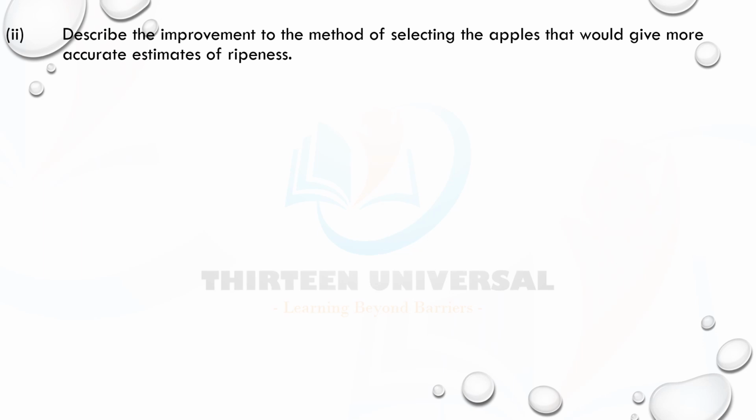Describe the improvement to the method of selecting the apples that would give a more accurate estimate of ripeness. Describe the improvement. How do you improve on selecting the apples that will give a more accurate estimate of ripeness? How do you know whether an apple is ripe? How do you know? Which factors are you going to use? Remember, at the beginning, pause this video and try it. Just pause it and try it. Just one more question. Solve this question.